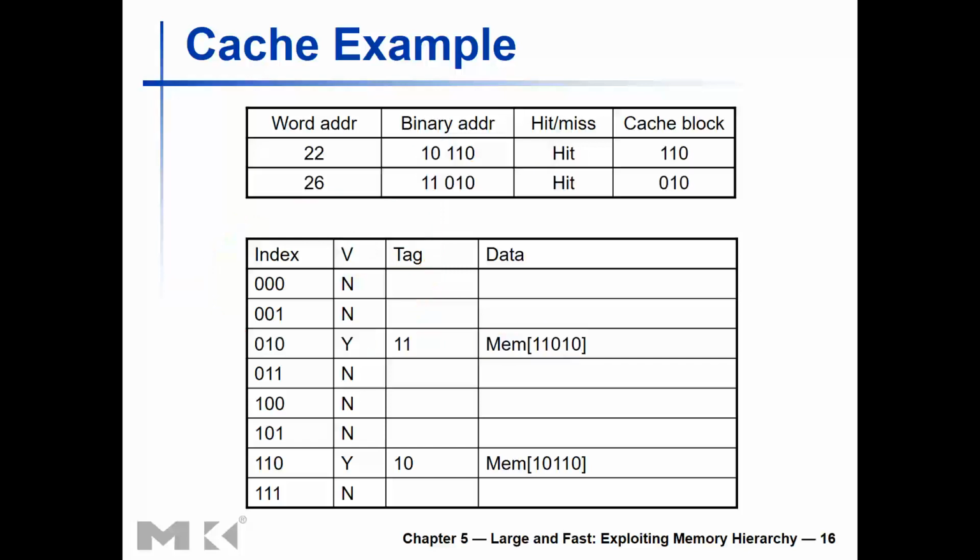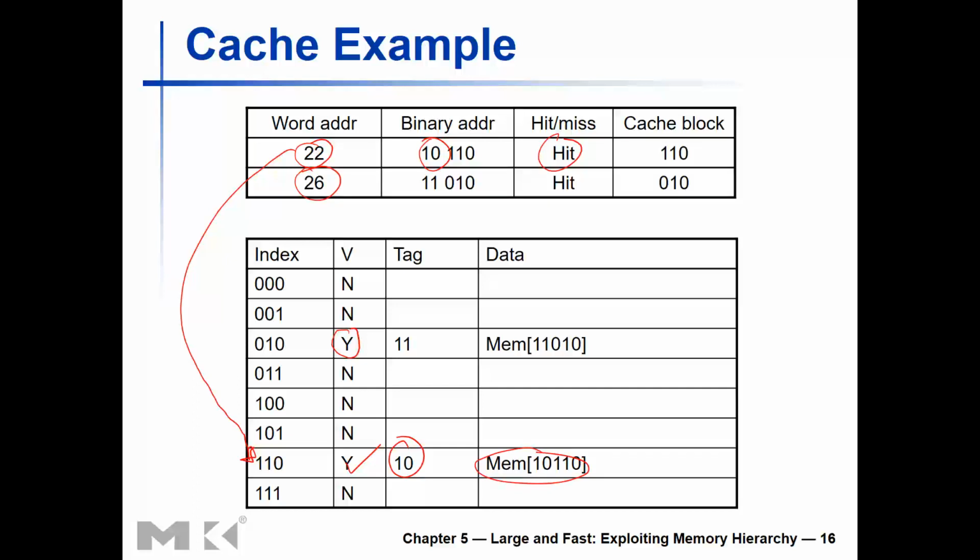Okay, and then what I have is address 22. We go to this set. There is data, and the tag matches the tag. So this is a hit. Okay, and now I can read the data to the CPU.